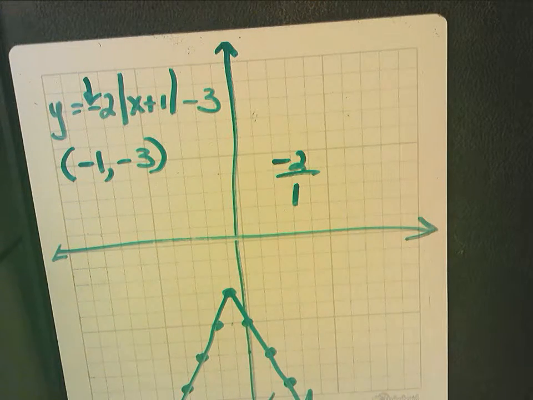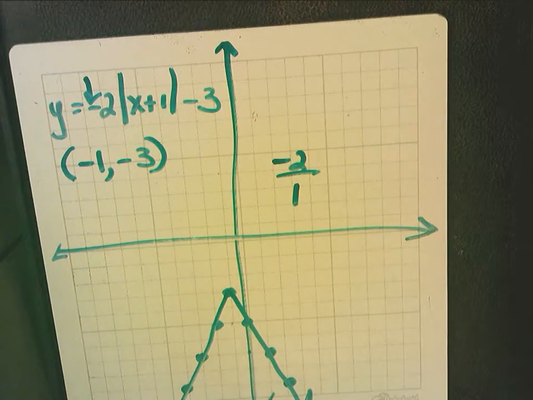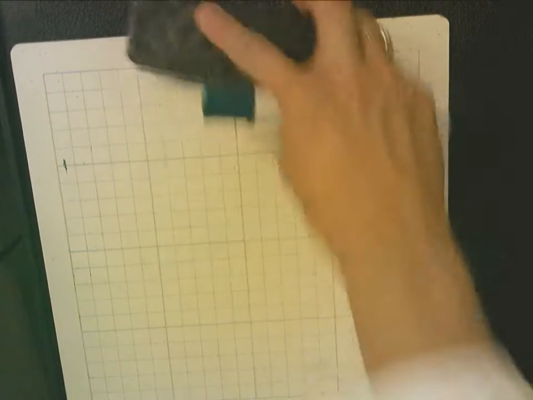And this is my graph. So I find the vertex and I follow the rise and the run of a. Okay, that's the end of the video.